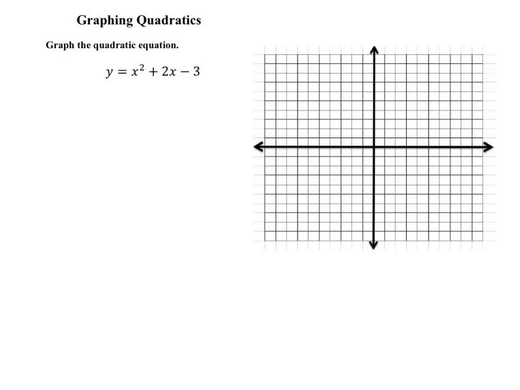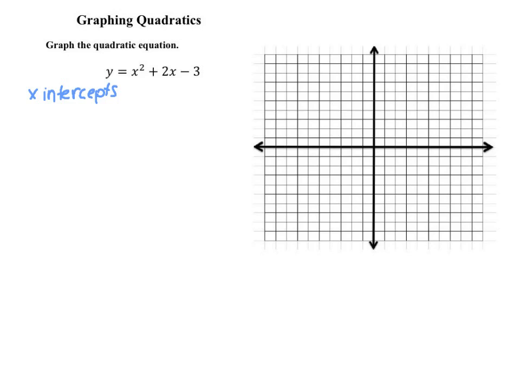In this lecture, we are going to graph quadratics. We have the equation y equals x squared plus 2x minus 3. The first thing I need to do is find the x-intercepts. You can find the x-intercepts one of two ways. You could use the quadratic formula, or in this lecture, we are going to use factoring and ZPP.